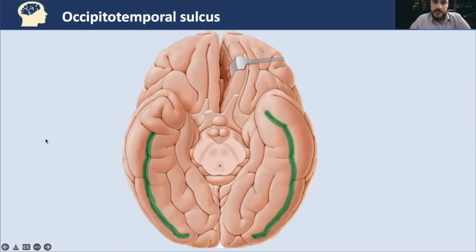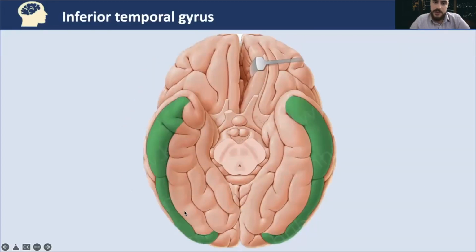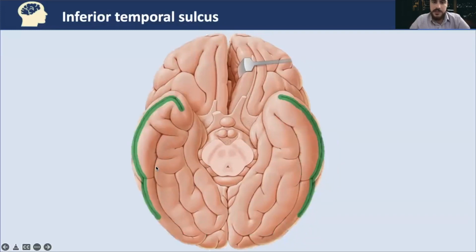And then we have, just lateral to it, the occipitotemporal sulcus, separating the occipitotemporal gyrus from the inferior temporal gyrus. And here, lateral to it, we have the inferior temporal sulcus.